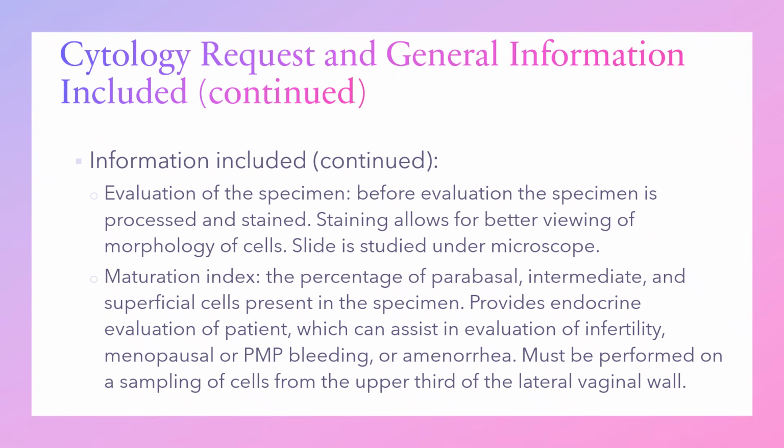There's a little section under here called maturation index. This is the percentage of parabasal, intermediate, and superficial cells present in the specimen. This provides endocrine evaluation of the patient, which can assist in evaluation of infertility, menopausal or postmenopausal bleeding, or amenorrhea. It must be performed on a sampling of cells from the upper third of the lateral vaginal wall.